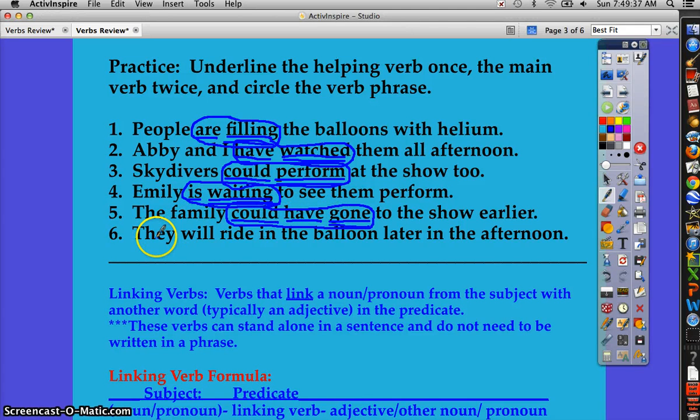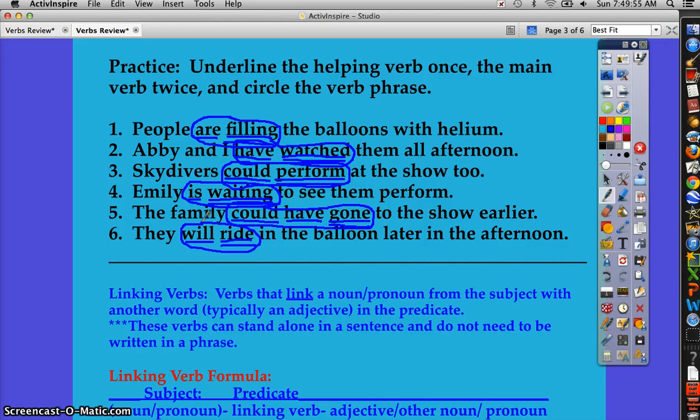And then finally, number 6, they will ride in the balloon later in the afternoon. Ride would be the main action, and will helps us know that that could happen in the future. Future tense, will ride.